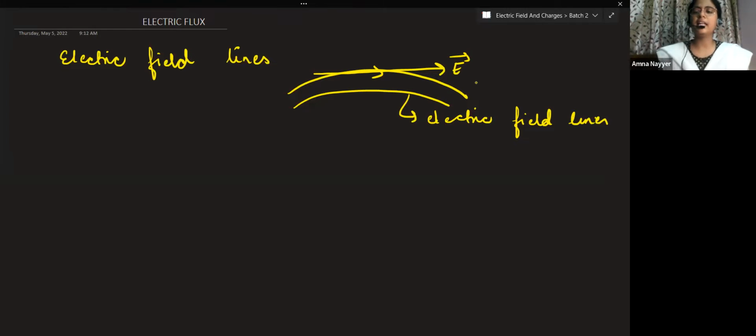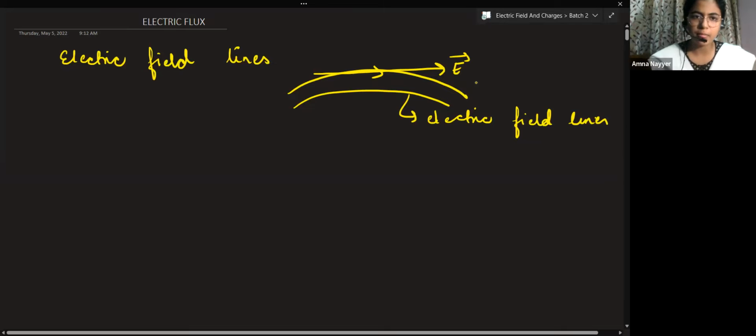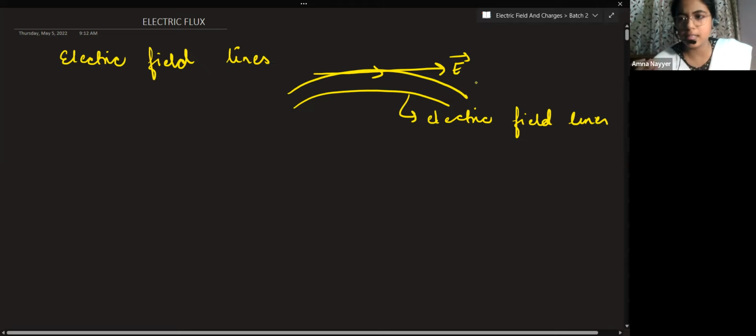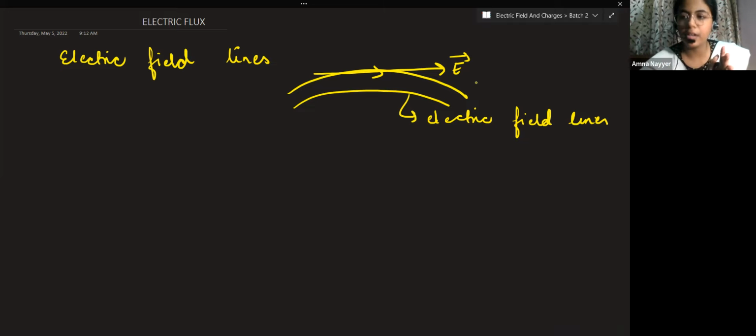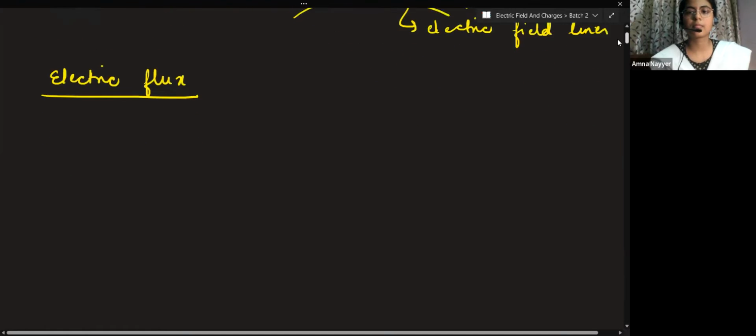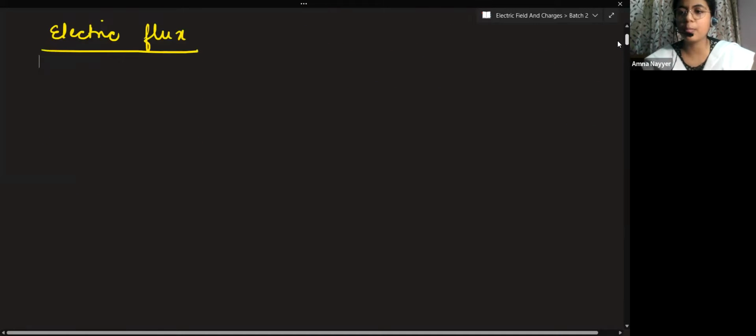So electric field lines have certain properties associated with them. Let's not go into the details of the properties of electric field lines. The basic definition of electric field line is this only, that these are continuous curves which represent the electric field, so basically a pictorial representation of electric field. And the tangent to it gives you the direction of the electric field. Regarding electric flux now, let us begin. We'll discuss all the properties of electric field lines in detail.